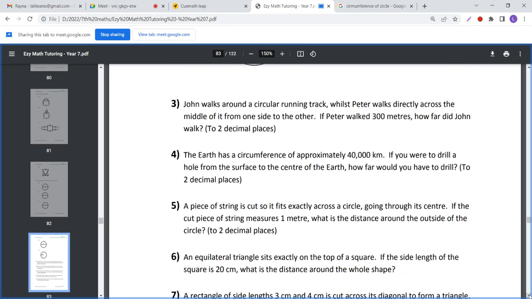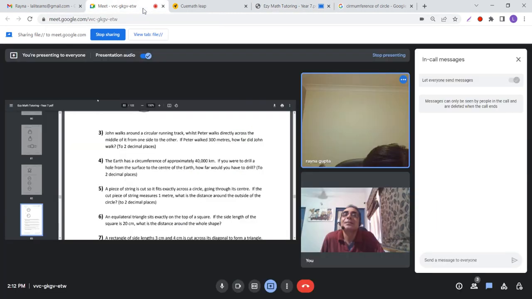25.1. Question number 3. John walks around a circular running track whilst Peter walks directly across the middle of it from one side to the other. If Peter walks 300 meters, how far did Johnny walk?